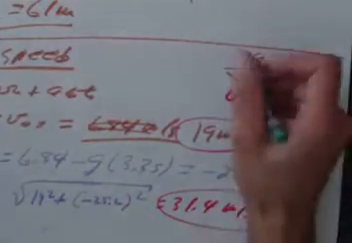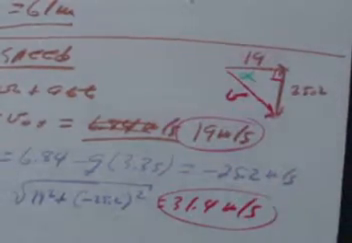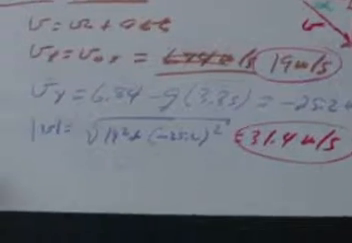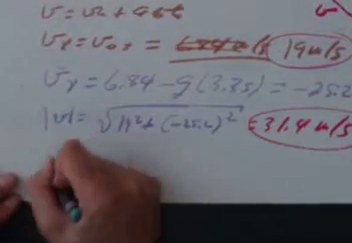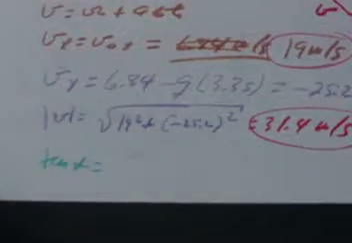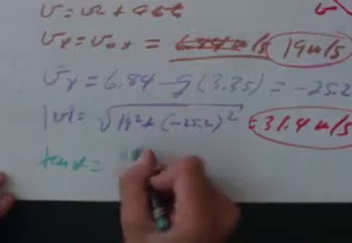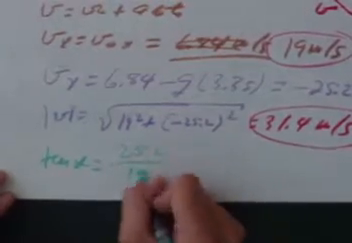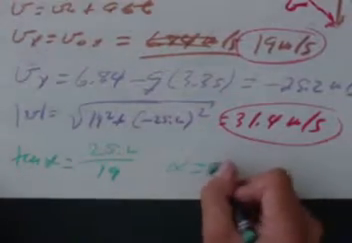Now, if we want that angle, I'd put in an angle right here, like angle alpha. I can find alpha just by using some trig. From the figure, the tangent of alpha is opposite over adjacent. So that's going to be 25.2 divided by 19. From that, I can compute alpha using the arctangent on my calculator to get 53 degrees.